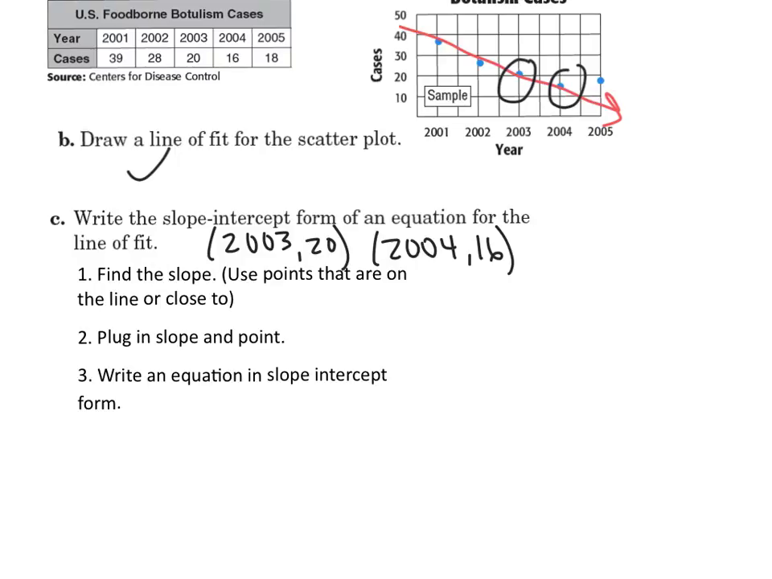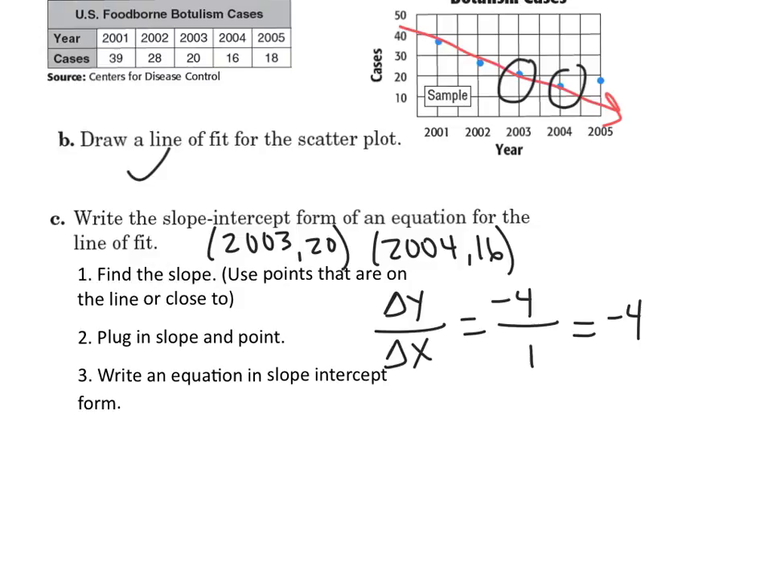That again is using y2 minus y1 over x2 minus x1, or simply change in y over change in x. And again, that triangle means change in. So I would say here y2, 16 minus 20 would be negative 4. 2004 minus 2003 would be 1. So that slope is negative 4.